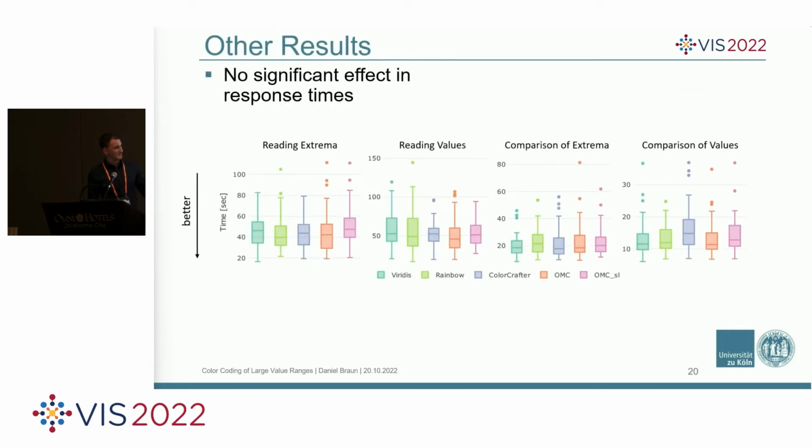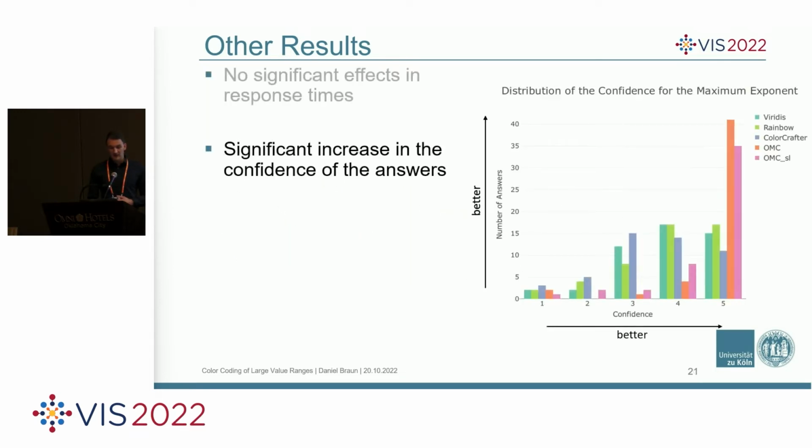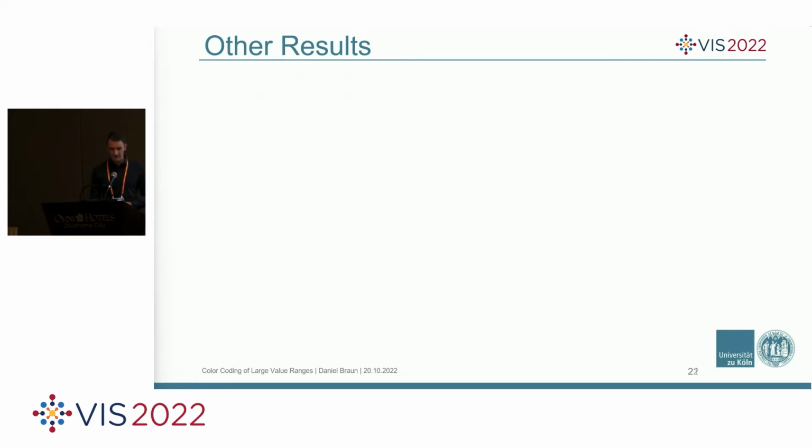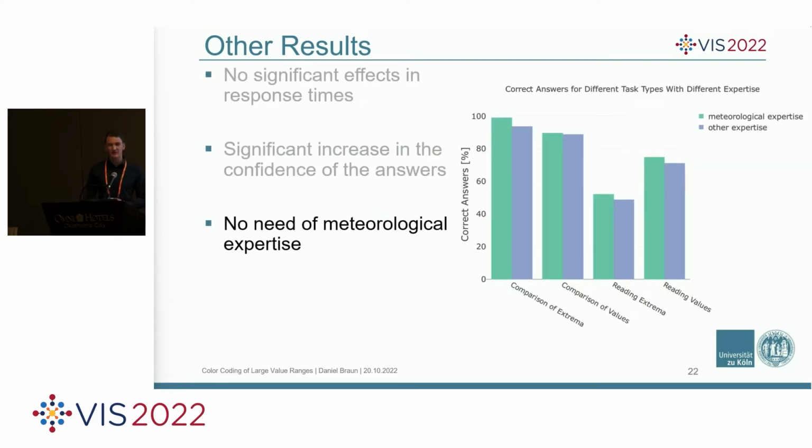Other results: the OMC color scale is among the best in response time in any task, but there were no significant effects at all. Our approach leads to a significant increase in the confidence of the answers, and there is no need for a meteorological background to understand our approach.